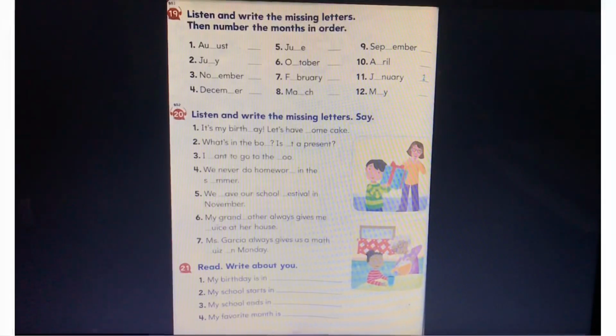Now let's go to number 2. My school starts in... So normally, we know that school starts in September.